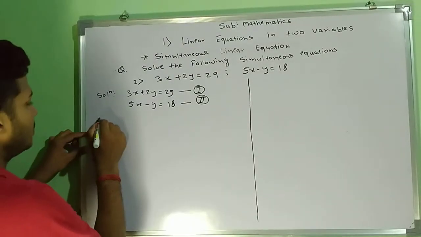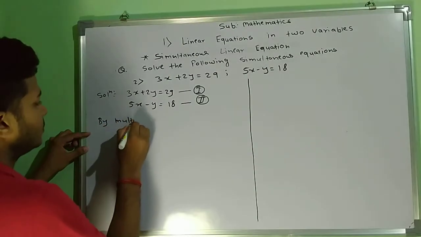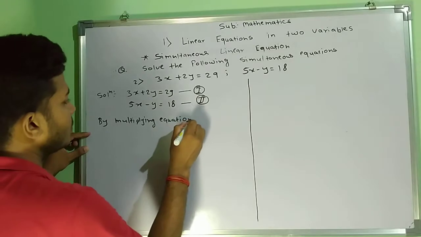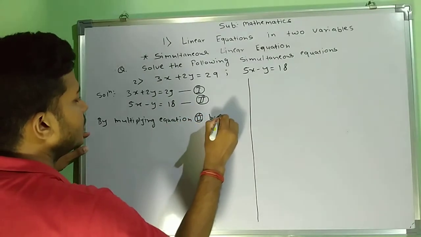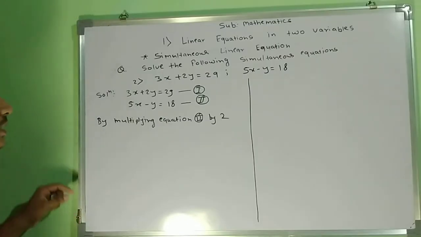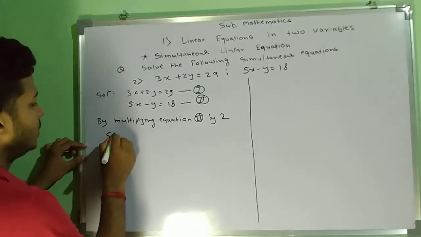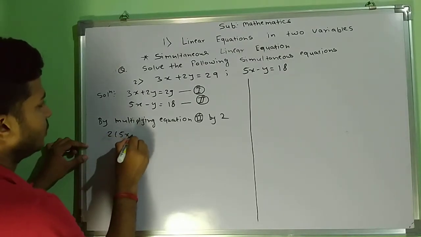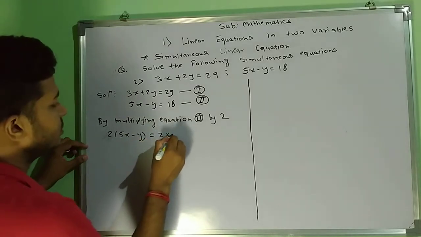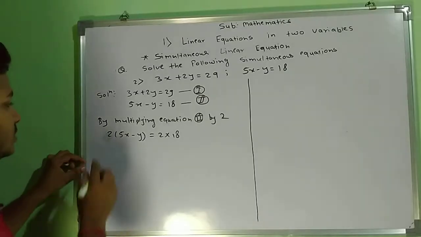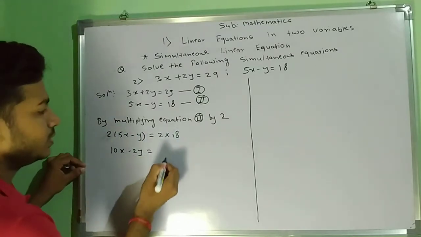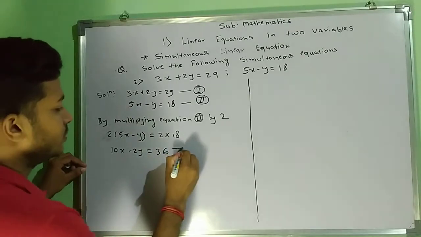So now here, by multiplying equation 2 by 2, we have to write like that: 2 times (5x minus y) is equal to 2 into 18. So now we have to multiply that 2 inside the bracket. So 2 into 5 will be 10x, minus 2 into y will be minus 2y, which is equal to 36. We got equation number 3.